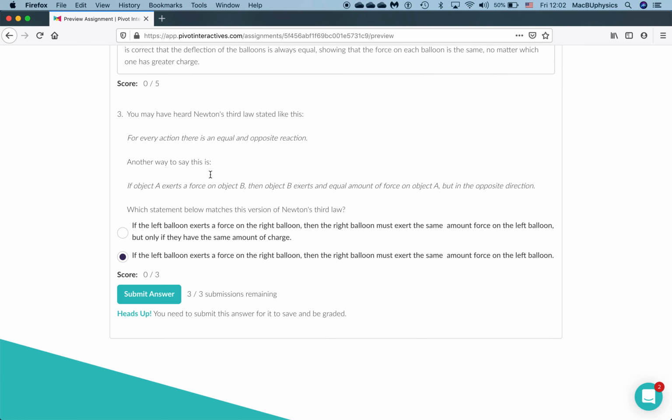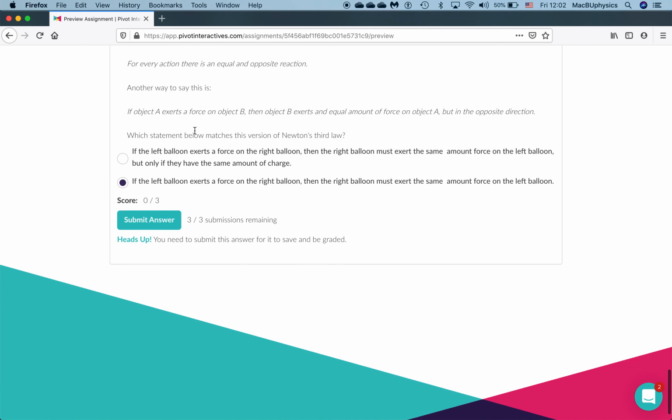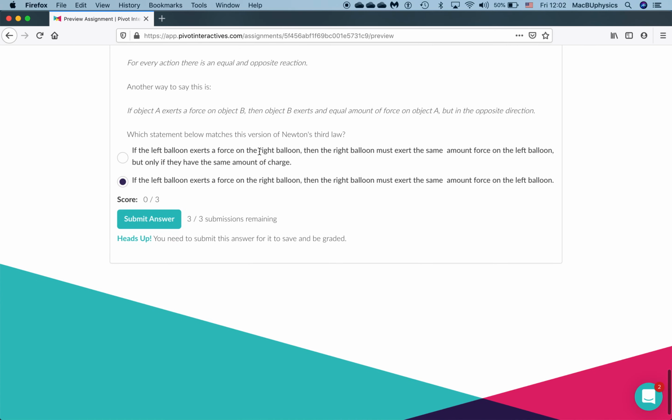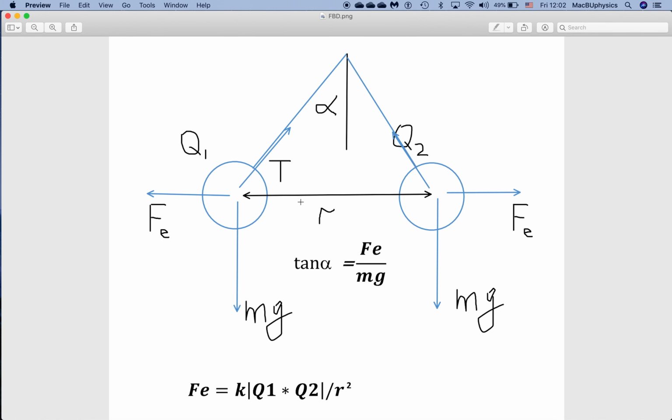And finally, of course, you must have learned Newton's third law. And now let's see, if the left balloon exerts a force, and so on. What's wrong with this? It says only if they have the same amount of charge. This last part makes this statement wrong, because it's not just only when charges are equal. This statement is correct for any combination of charges, just this Coulomb's law.